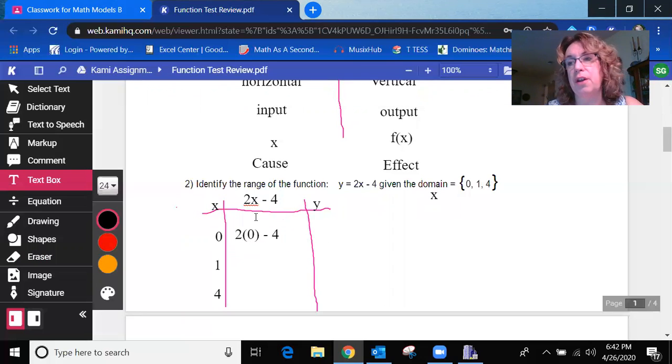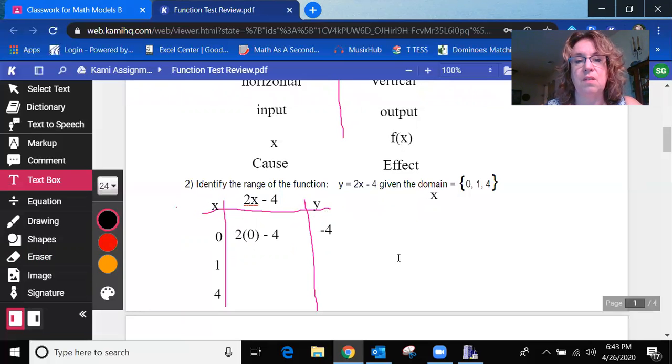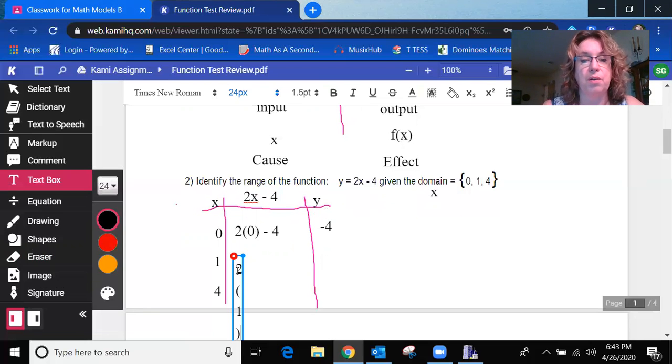Now you can either work it in your head or on the calculator. I'm going to go 2 times 0. That's 0. 0 minus 4 is minus 4. You can just type that into any old calculator and get that. Now I'm going to replace, instead of 2, 0, I'm going to say 2 parentheses 1, or 2 times 1. Oops.